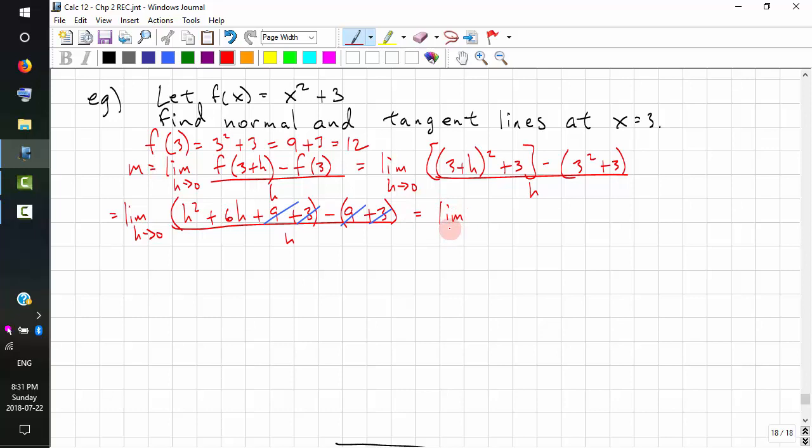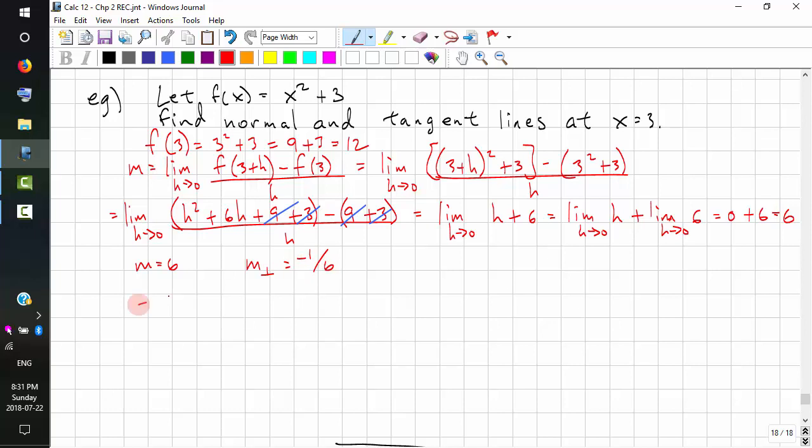Okay, now we have limit h goes to 0. I'm going to cancel out an h from each term. So this is going to be h plus 6. Limit h goes to 0 of h plus limit h goes to 0 of 6. That's 0 plus 6, so that's 6. Okay, m equals 6. M perpendicular equals negative 1 over 6.